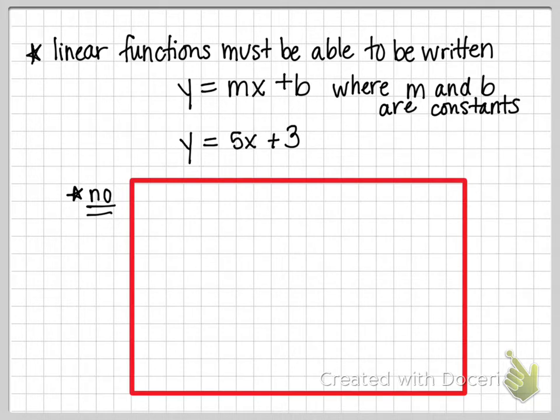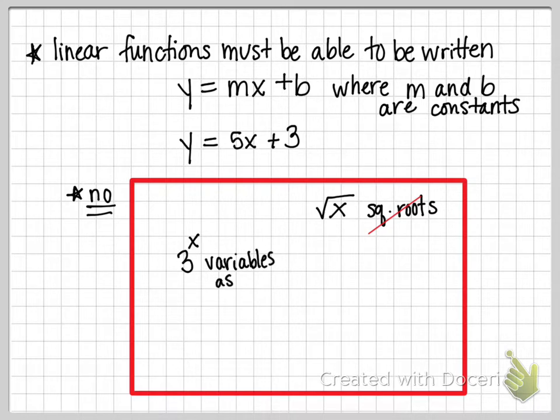So if you see any of these things in the red box, it's not a linear function. Why is there a red box? I'll show you. These are the things that cannot be in a linear function. You cannot have square roots with an x underneath. If you see an x under a square root, that is not a linear function. If you see an exponent that is a variable, so for example, 3 to the x, that is not a linear function.